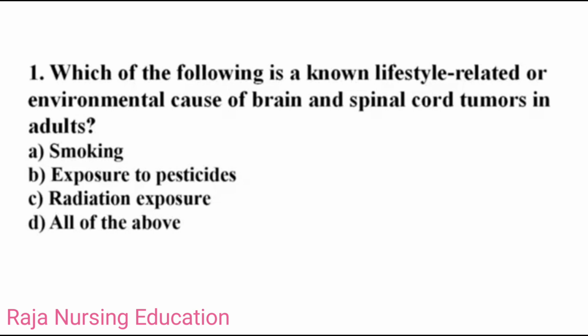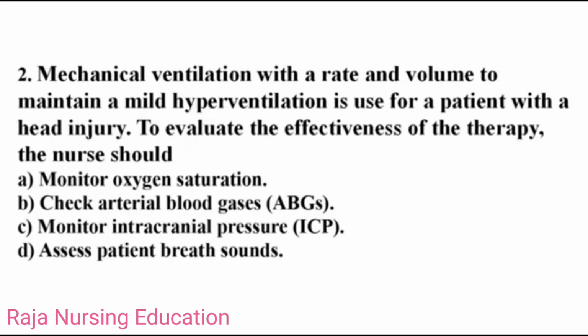Which of the following is a known lifestyle related or environmental cause of brain and spinal cord tumor in adults? A. Smoking. B. Exposure to pesticides. C. Radiation exposure. D. All of the above. The answer is D. All of the above.